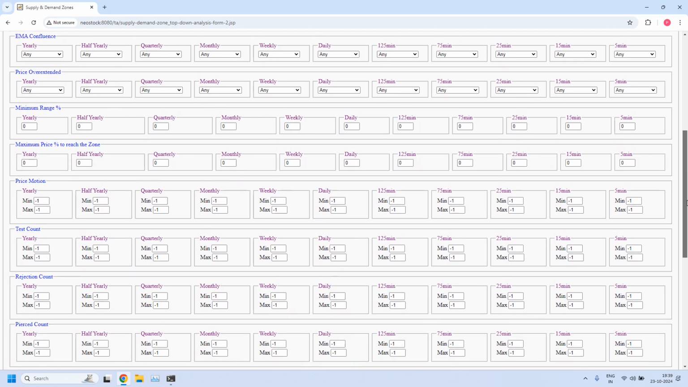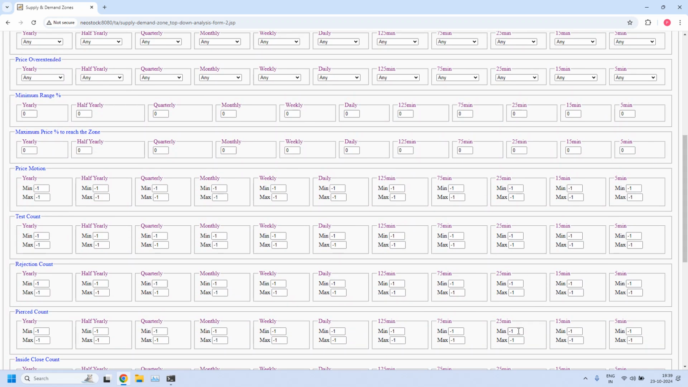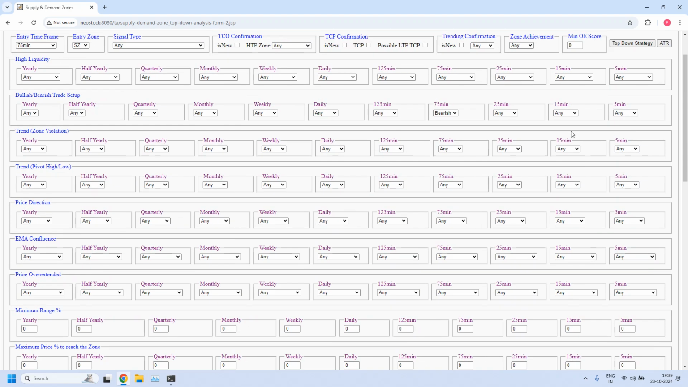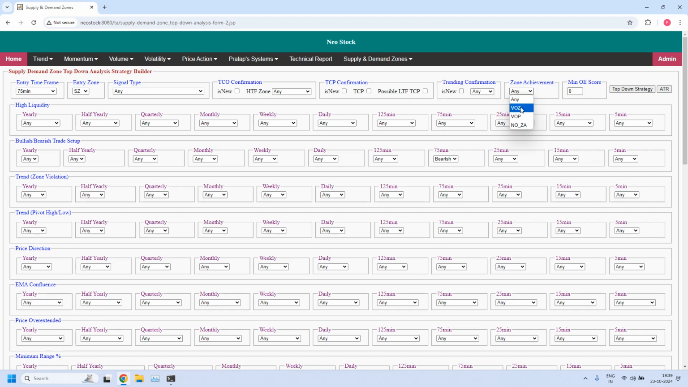Supply zone should not be pierced. So in the pierced count at 75 minutes time frame, I am setting minimum value 0, maximum value 0. That means zone is not pierced. Zone achievement violated opposing zone. Minimum odd enhancer score 12, and all the three filters are applied to 75 minute supply zone.